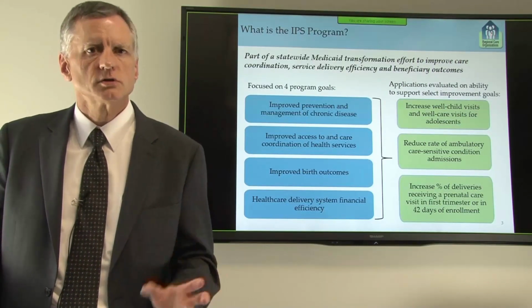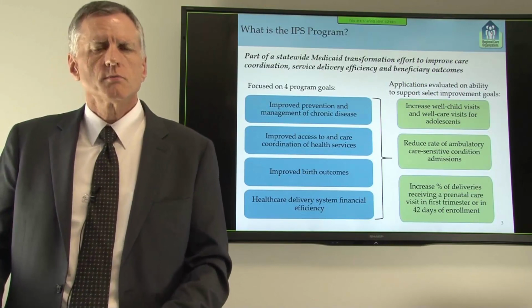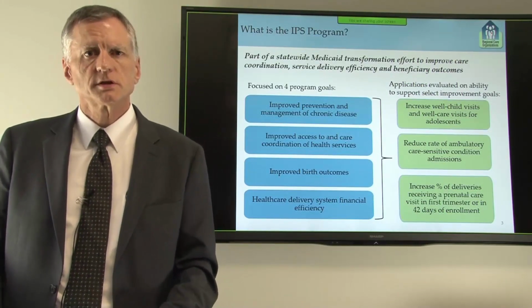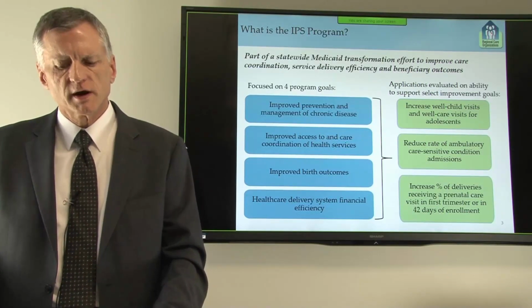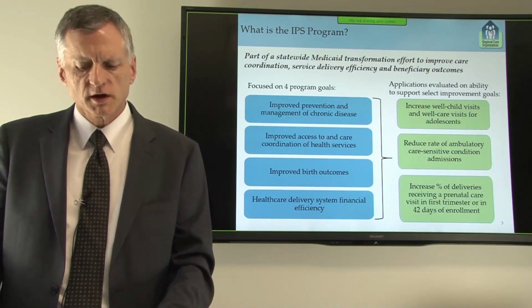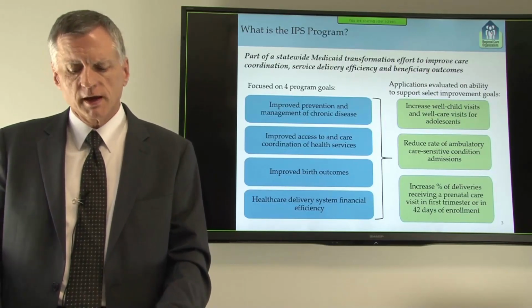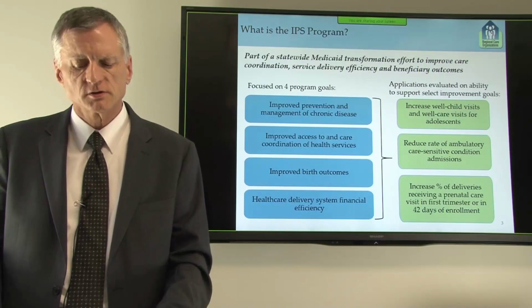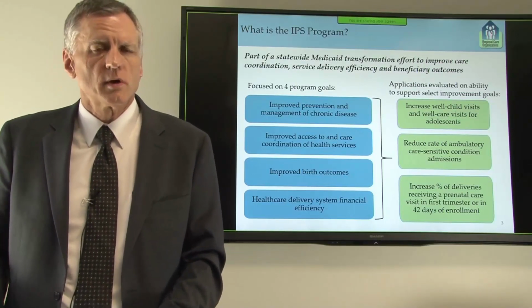Now, what are the issues involved? Well, in the waiver, we propose 4 primary goals. They're listed here on this slide. One is the improved prevention and management of chronic disease. The other, improved access to and care coordination of health services. Then improved birth outcomes and health delivery system financial efficiency. CMS is in agreement with those goals for our waiver.